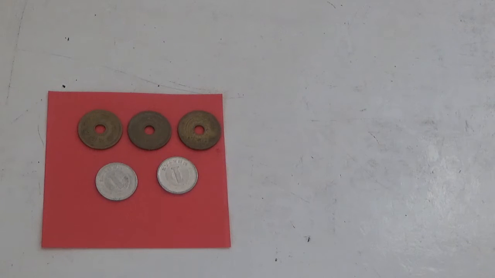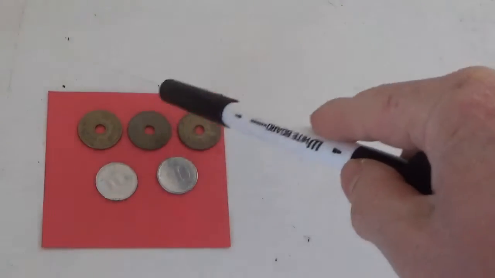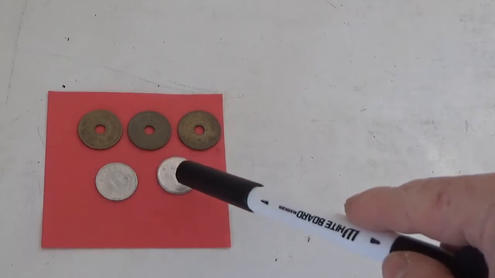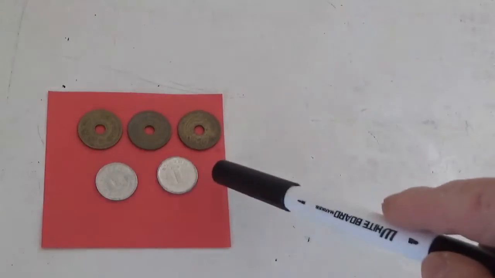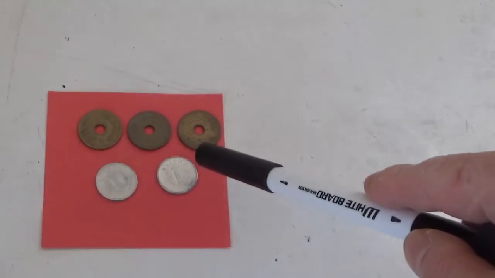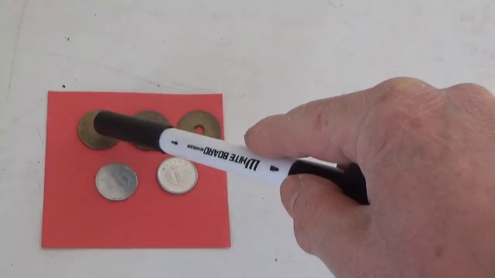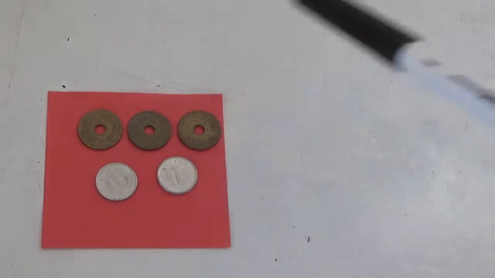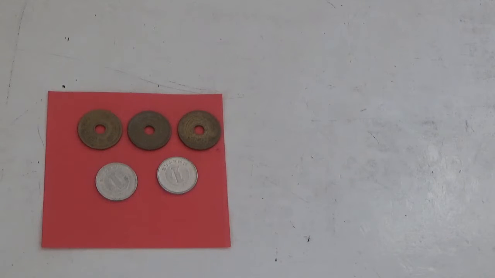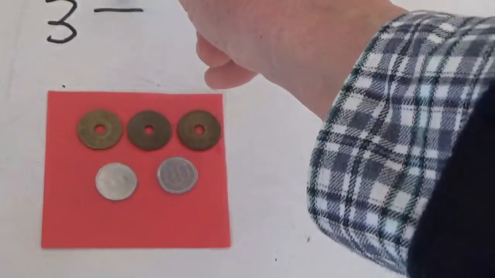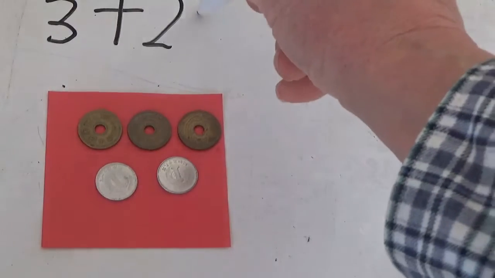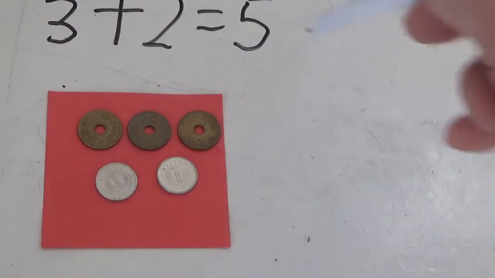First, I will explain about addition. These are coins 1, 2, 3, and 1, 2. If 3 coins and 2 coins are joined and counted, that is 1, 2, 3, 4, 5. So 3 plus 2 equals 5. Okay?